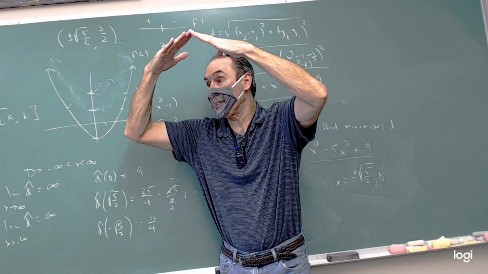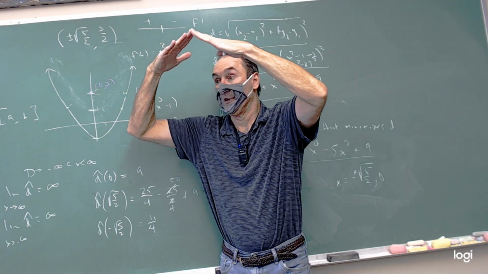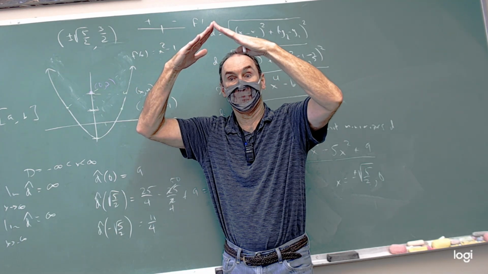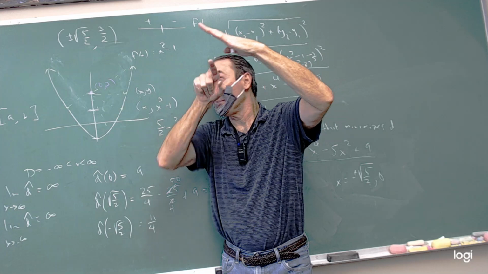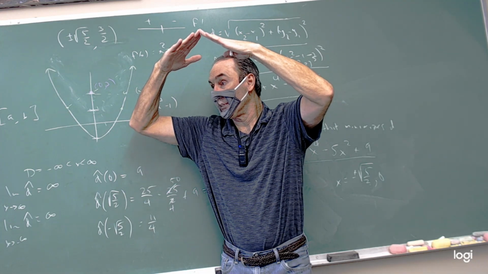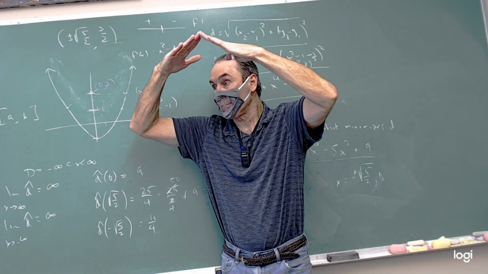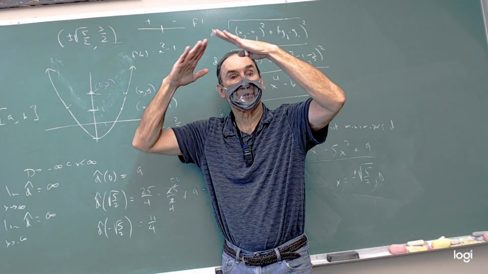That means it's got to be the absolute maximum, right? So you would say it's a relative maximum because the derivative changed from positive to negative. It's an absolute maximum because it is the only critical point on the domain.